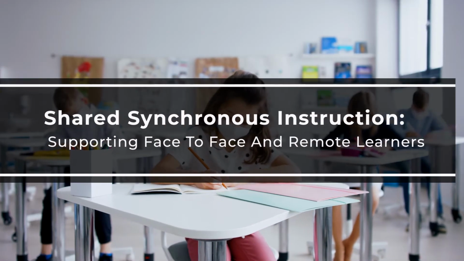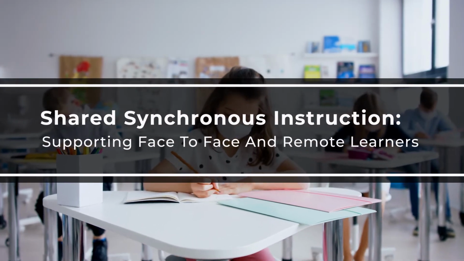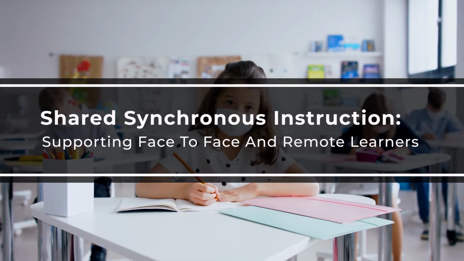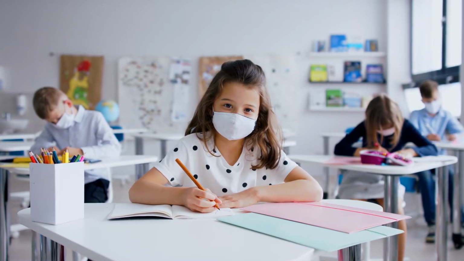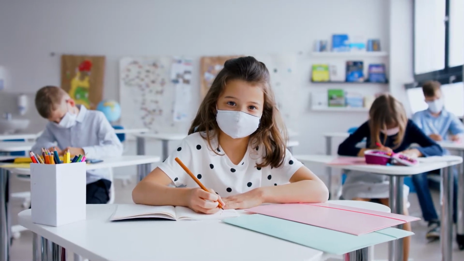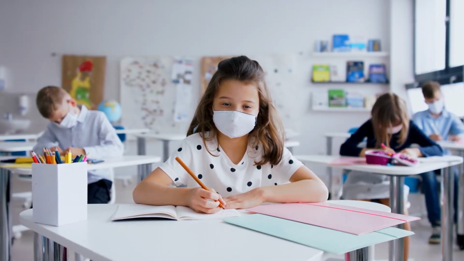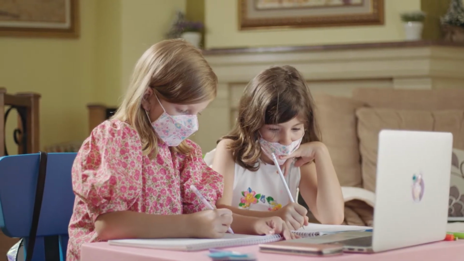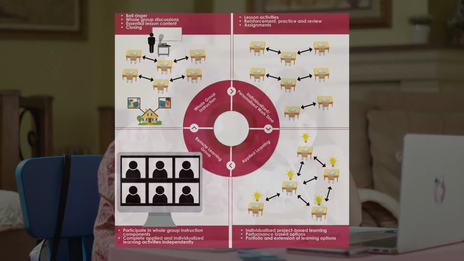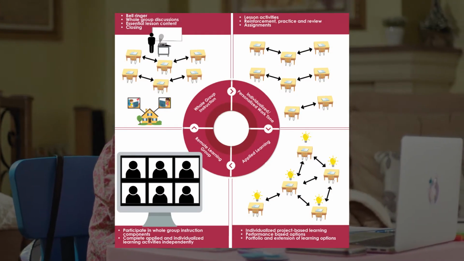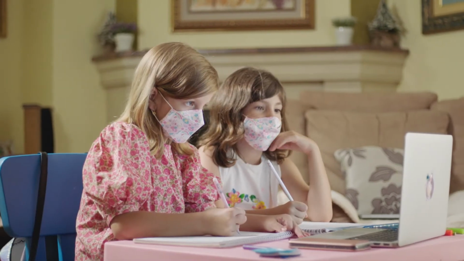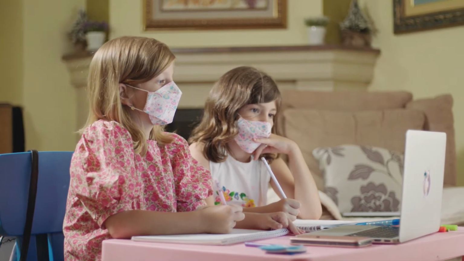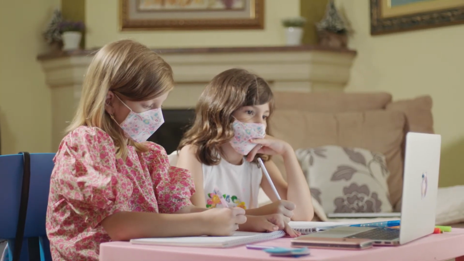Technological advances have given schools and their students more flexibility to work in less traditional environments. It has even given us the ability to work in both the traditional classroom and remote environments simultaneously through the Shared Synchronous Instruction model. In the Shared Synchronous Instruction, or SSI model, your class will consist of two groups of students, face-to-face learners in the classroom and remote learners at home.